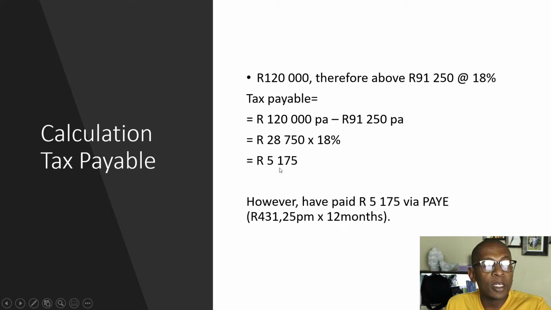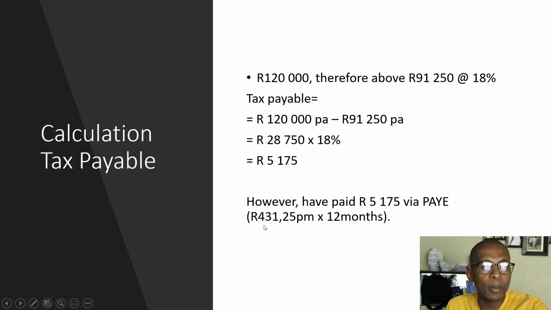Now, the nice part about the PAYE system is that the 5,175 would have already been collected by the administrator of the fund. So there are tables that are used to figure out how much PAYE, as the 10,000 rands annuity is paid to the annuitant, we should be deducting in order to make sure that 5,175,000 rands is taken care of.